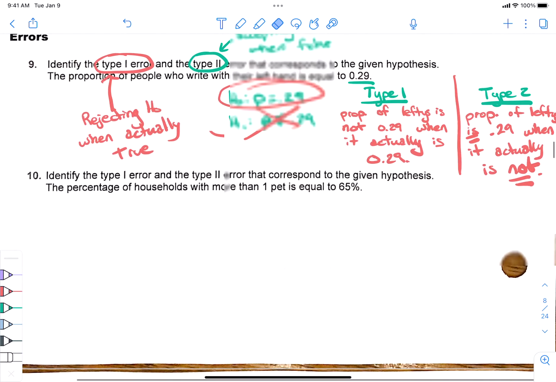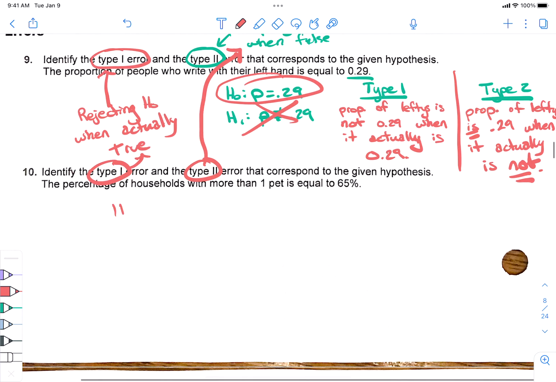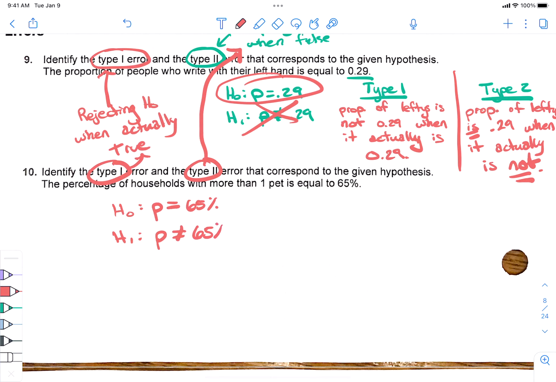All right, let's set up number 10 and let's see if you can come up with this. Identify the type 1 and type 2. Okay, so again, type 1 means rejecting. Type 2 means accepting, that correspond to the given hypothesis. The percentage of households with more than one pet is equal to 65%. P is equal to 65%. What would our H1 be? Not equal to, right? If they don't tell us, we say not equal to.